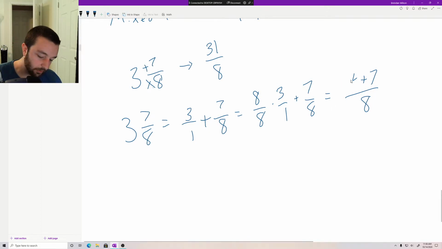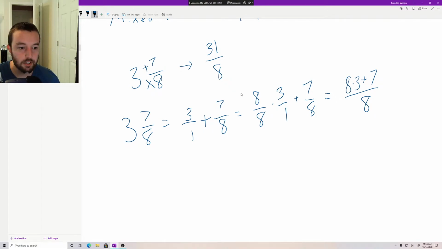If you prefer, you could even rewrite this to see. We're doing 8 times 3 plus 7, which is exactly what we did in this formula. Okay, so that's why we end up doing this.